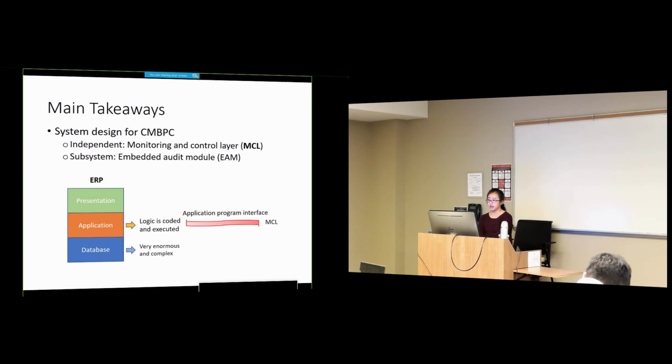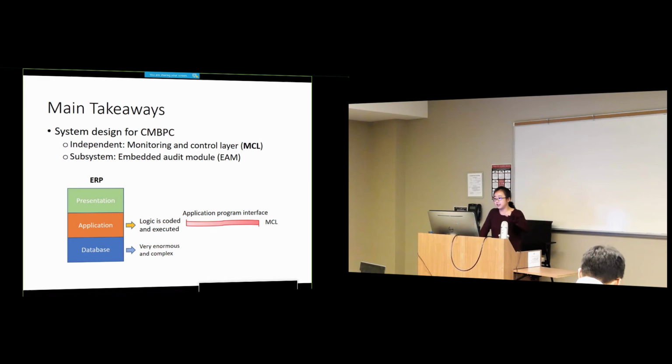And as Arian just said, for the system design of this CMBTC, there are basically two ways. The first one is called the monitoring and control layer. This layer is independent from the ERP system, and basically it has the advantage of independence. However, it's not so easy to query into the ERP system. I don't know why, because I didn't dig deep into this paper.